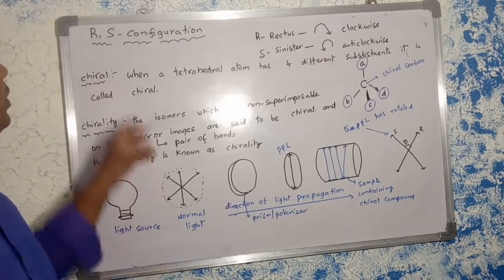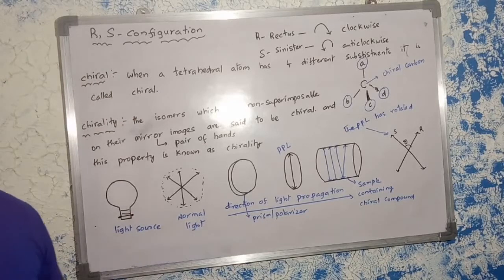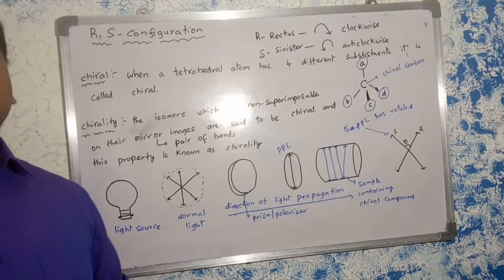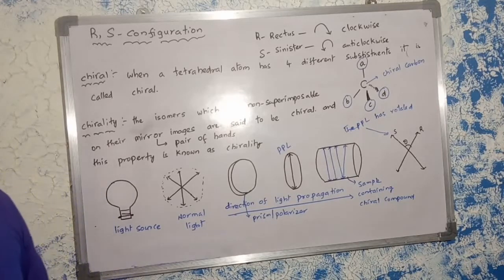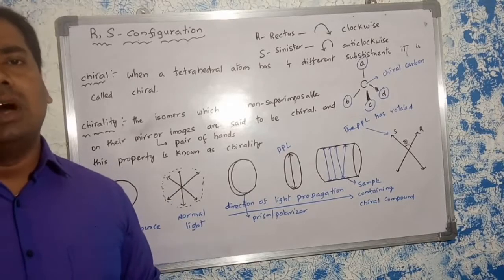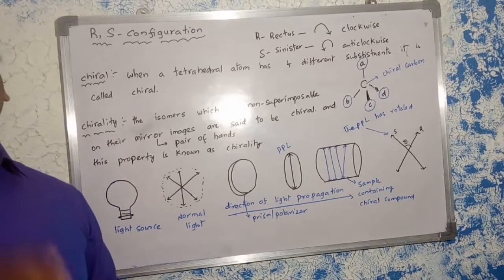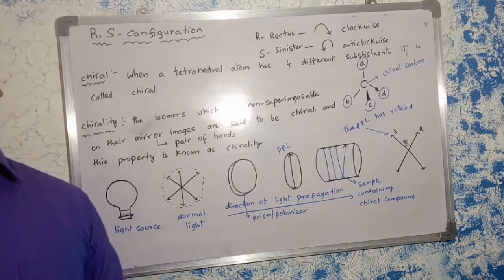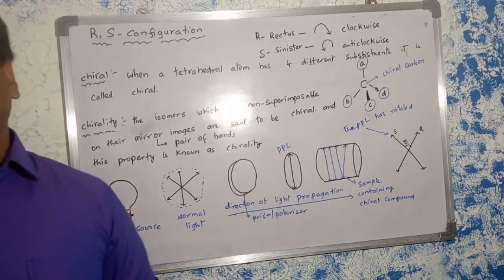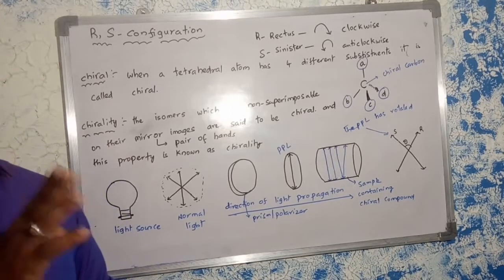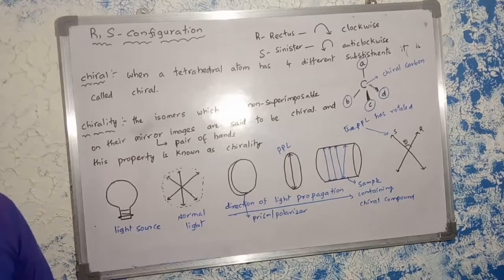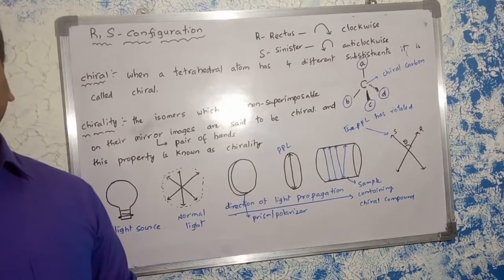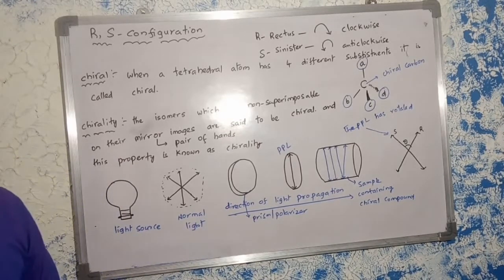So what is chiral? Chiral means when a tetrahedral atom has four different substituents, we can say it is a chiral molecule. The tetrahedral atom has four different groups like A, B, C, D or 1, 2, 3, 4. All four atoms or groups are different, then we can say it is a chiral compound. If the center atom is carbon, then it is a chiral carbon.